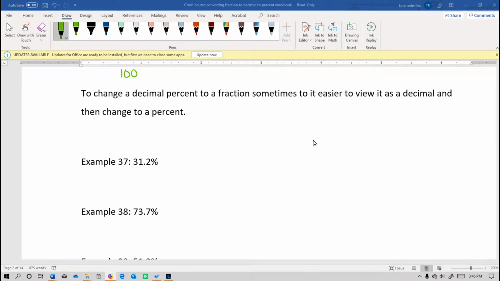Right, so in this video, we are still talking about converting fractions to percents to decimals.